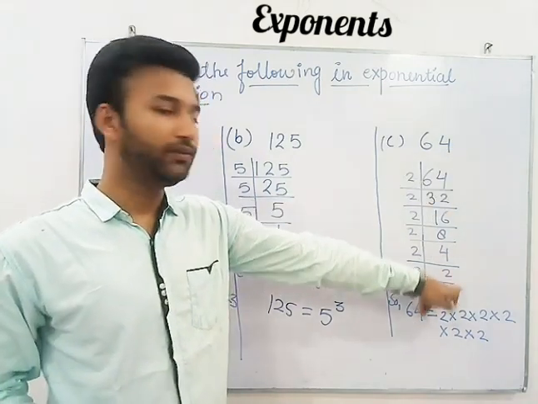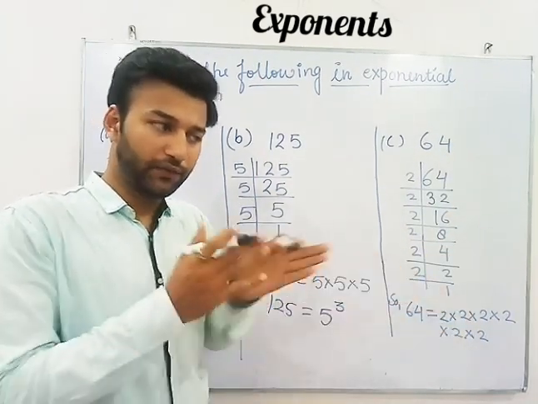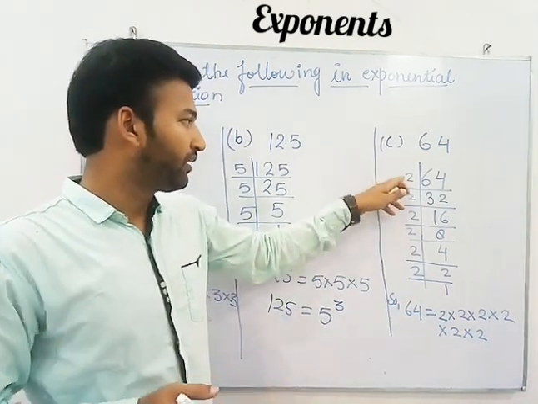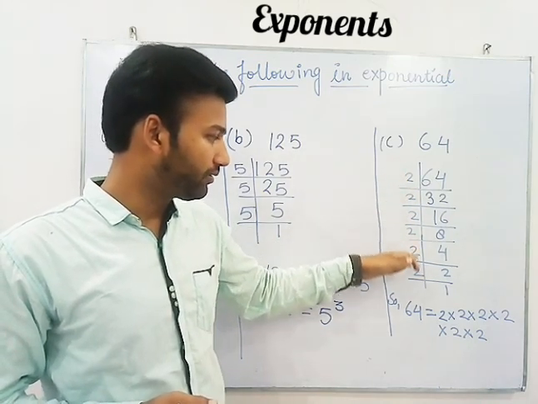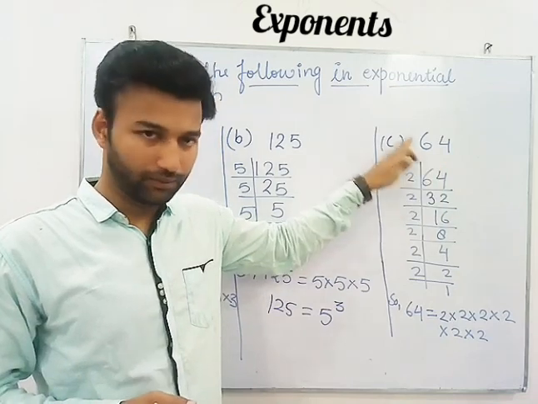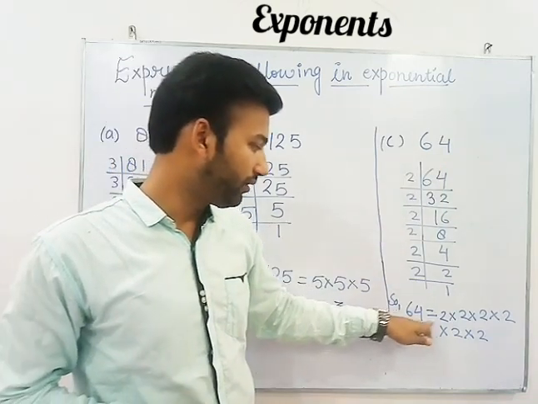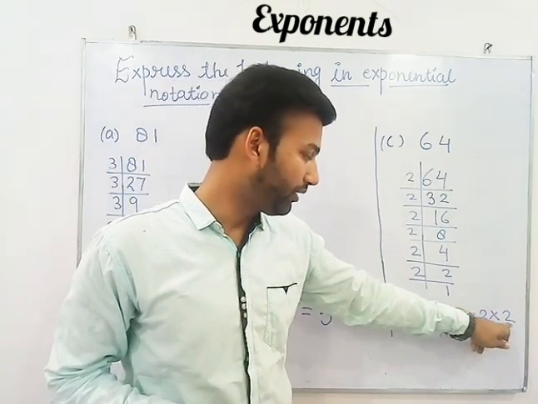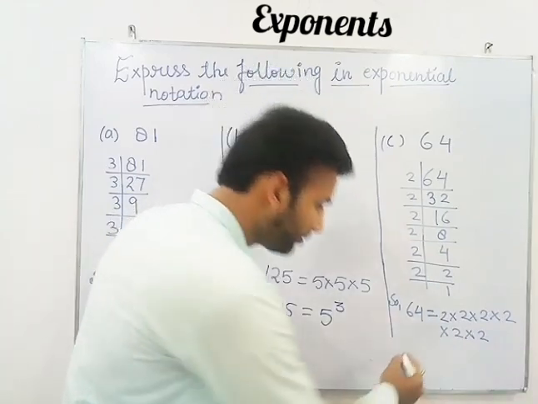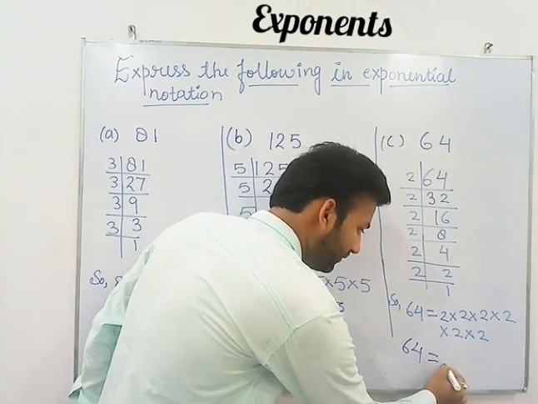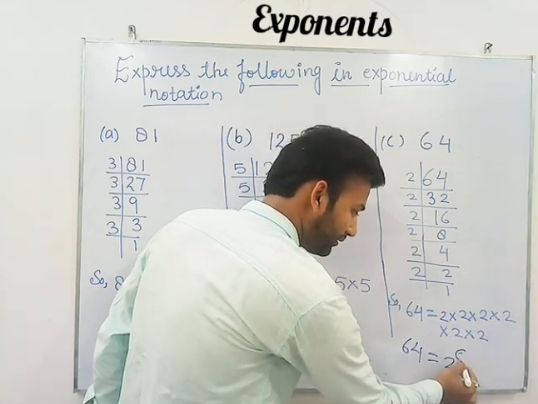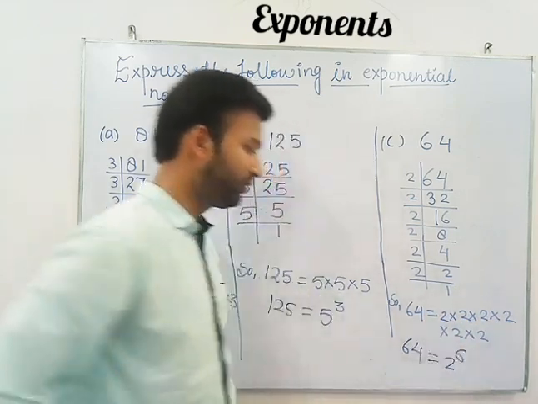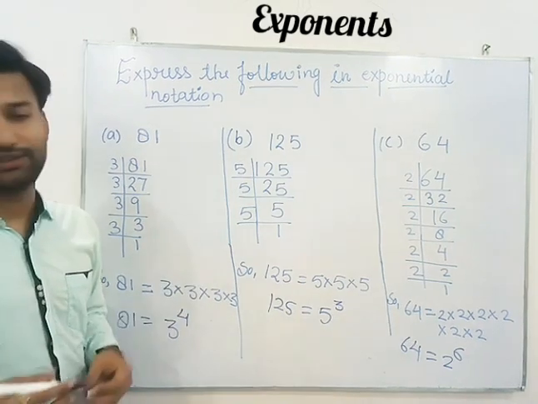Another example, 64. Same, we will find the factors of 64. The number is divisible by 2, so we will find the factors by 2 like this. 64 is 2 multiplied by 2 multiplied by 2 multiplied by 2 multiplied by 2 multiplied by 2. So 64 is 2 to the power 1, 2, 3, 4, 5, 6. 6. This is the exponential form of 64.